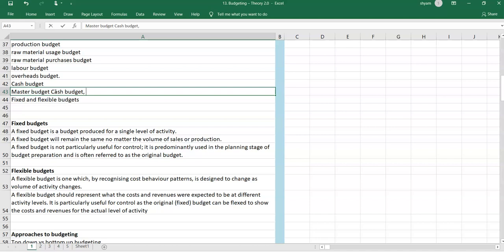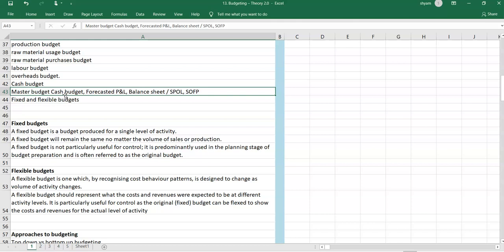and also a forecasted P&L, comma, balance sheet. We can say it as forecasted SOPL, comma, forecasted SOFP. I can say it in those terms also. So that's about the master budget.